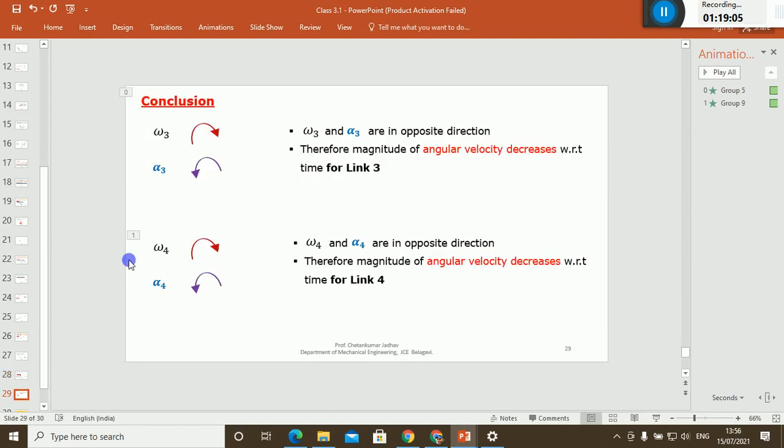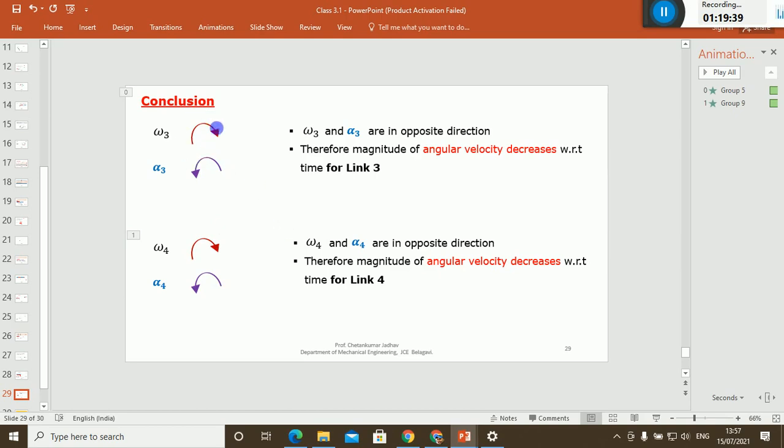Finally, you need to say whether the angular velocity of kinematic link 3 and 4 is increasing or decreasing. For that, you need to compare whether the angular velocity and acceleration of link 3 are in the same direction or in the opposite direction. Since one is clockwise and the other is counterclockwise, both are in the opposite direction, it means the angular velocity omega 3 will be decreasing. Angular velocity of kinematic link 3 will be decreasing. Again, it is the same for link 4 also. Both are in the opposite direction, it means the angular velocity is decreasing.